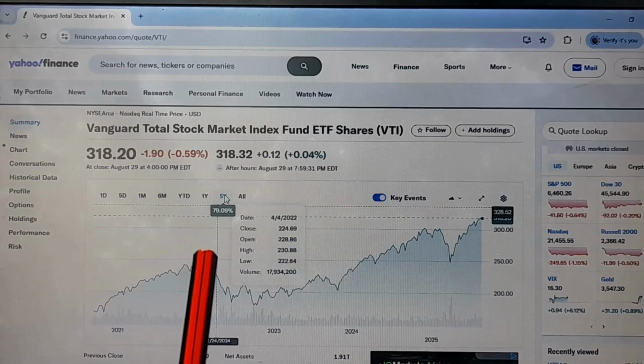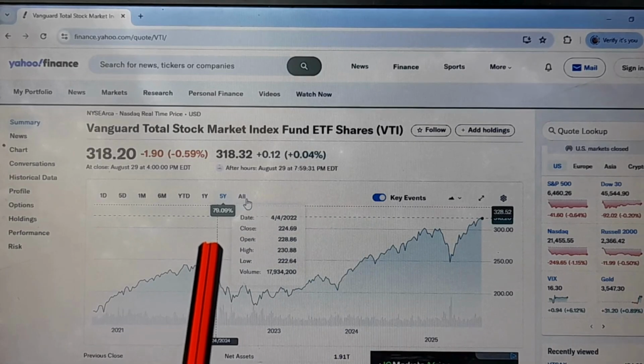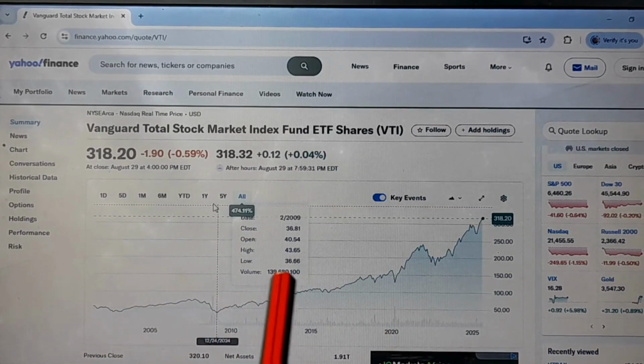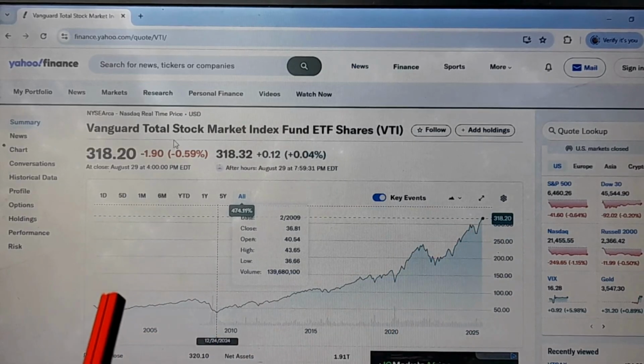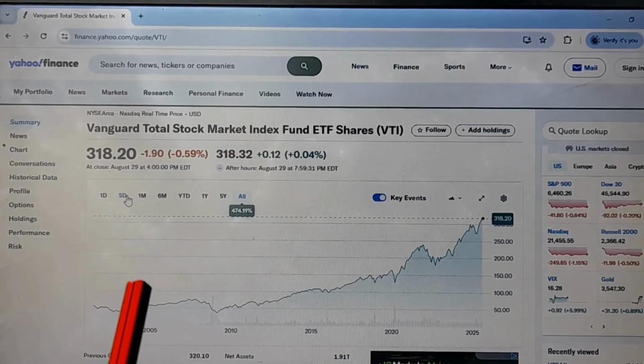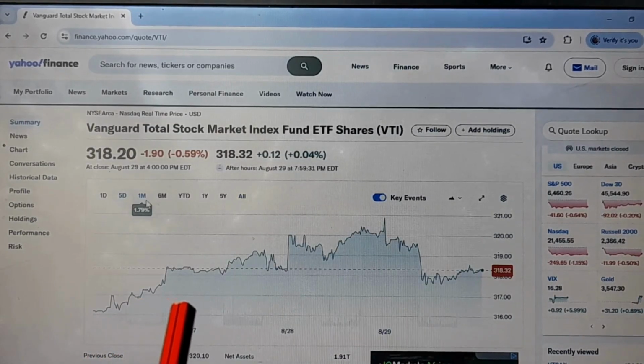Then when you get to 5 years and to all, here you want to see if VTI has had steady growth over time, since inception, and how it has been growing over time. You see 2005, 2010, 2015, 2020 to 2025. So VTI has been steadily growing. So that's how you interpret those different percentages when you click on these things.